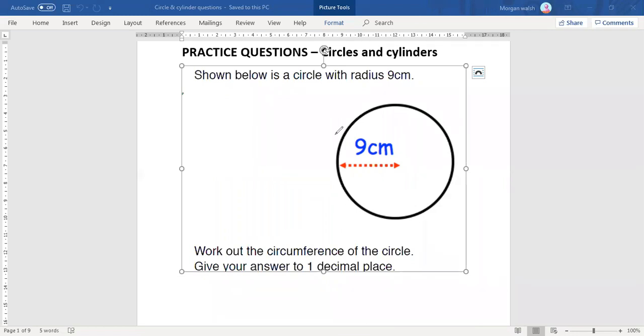First question should be straightforward enough. It says show and below is a circle with radius 9 centimeters. Work with the circumference of the circle. Give your answer to one decimal place.